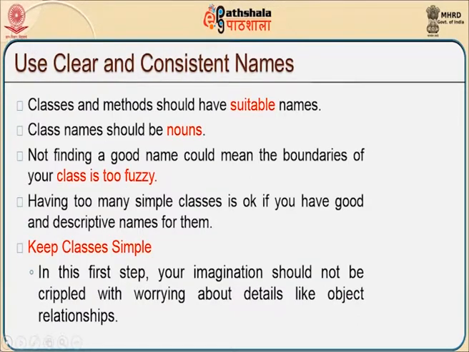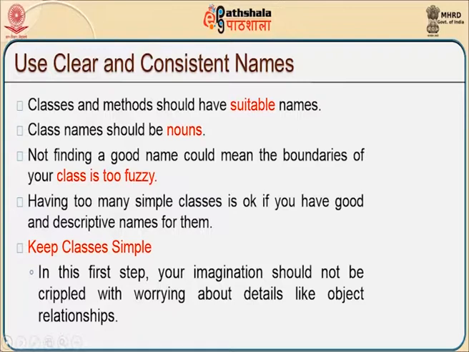In order to have clear class, object and method definitions, we may have to use clear and consistent names. Classes and methods should have suitable names that are very much appropriate to the given scenario. Class names should be nouns. Not finding a good name could mean the boundaries of your class are too fuzzy. Sometimes we may not be able to understand the clarity of why we have defined this class at this level. Having too many simple classes is okay if you have good and descriptive names for them.